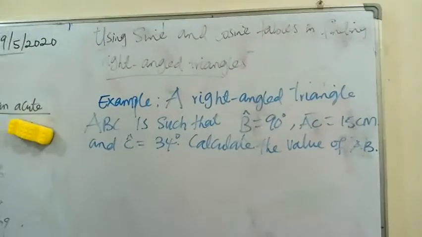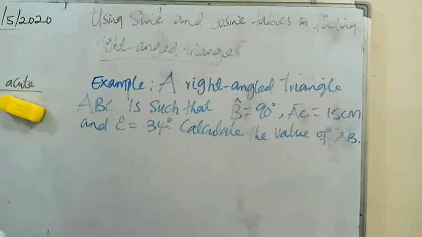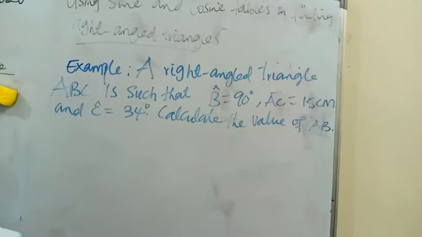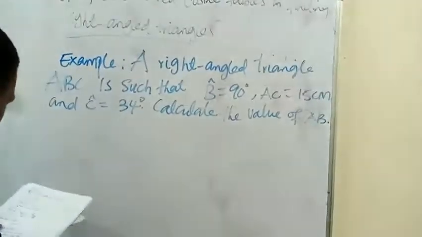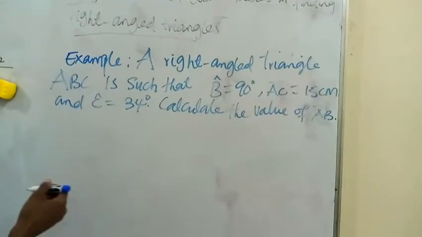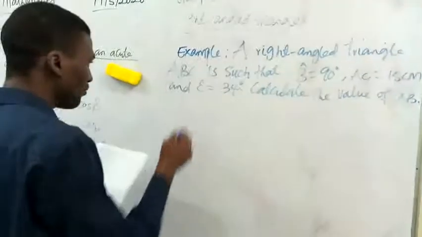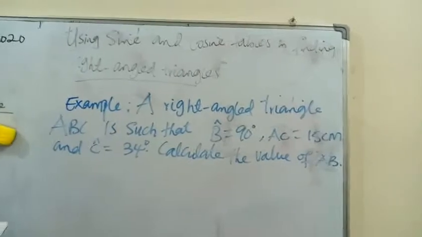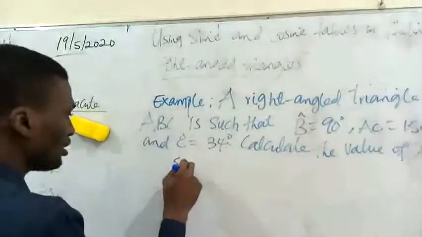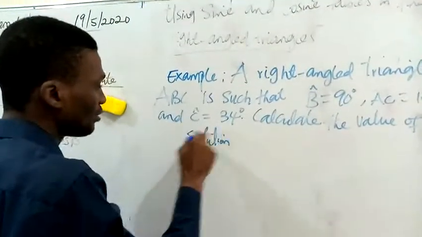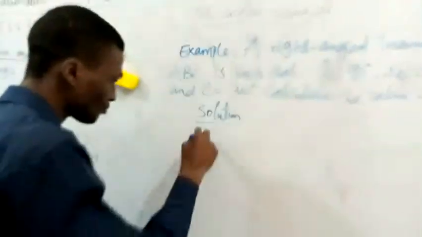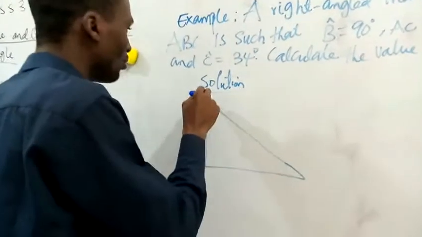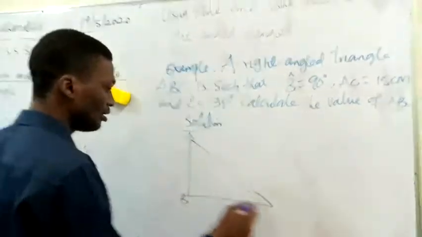A right angle triangle ABC is such that angle B is 90 degrees, line AC is 15 cm, and angle C is 34 degrees. Let's calculate the value of line AB. The first thing to do is to draw the sketch of the right angle triangle. You sketch this triangle A, B, C.